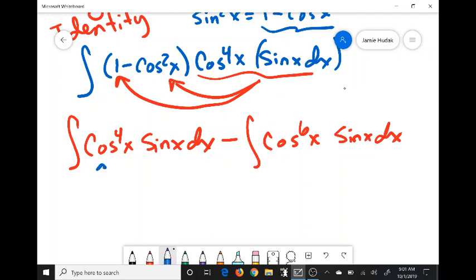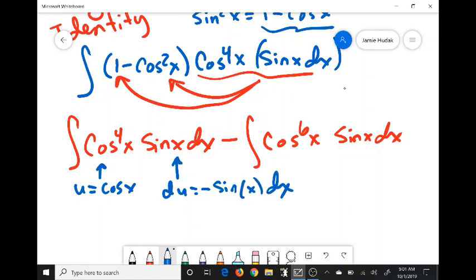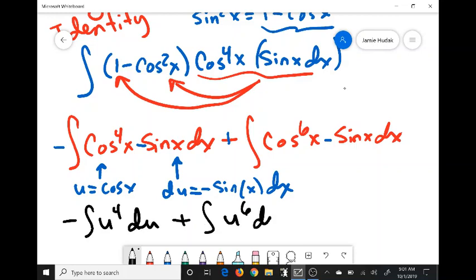Now we recall that u is cos of x, du is equal to negative sine x dx. And we say, well, we're missing the negative, so we'll adjust by putting a negative here and a negative there. And over here, I can take this negative inside, so it works. And now our integral is the negative integral of u to the 4th du plus the integral of u to the 6th du.